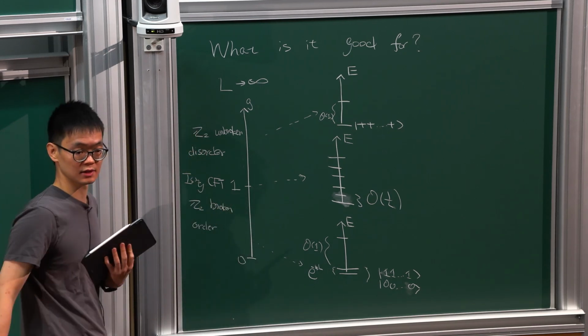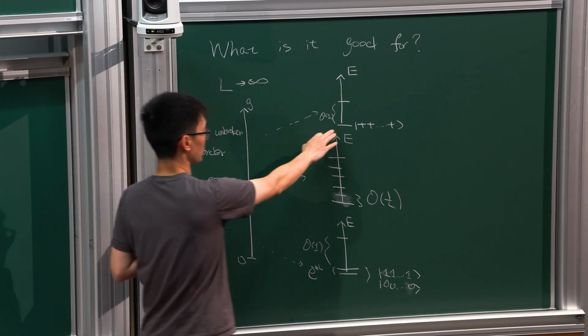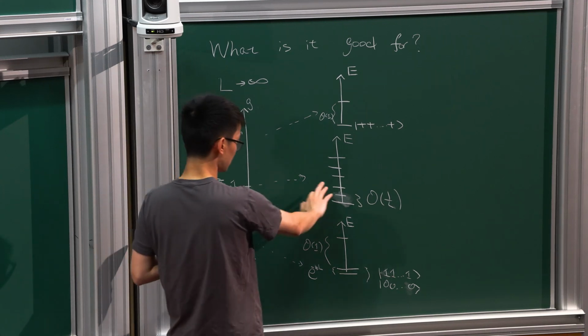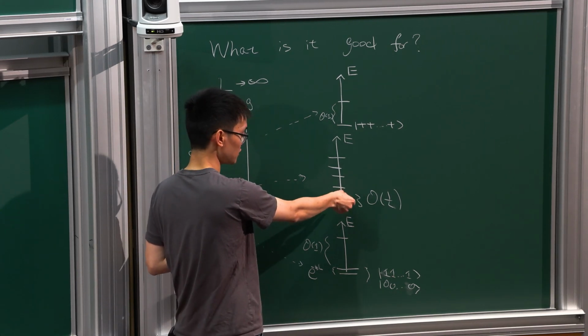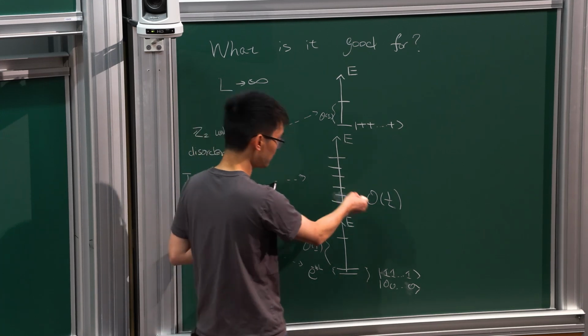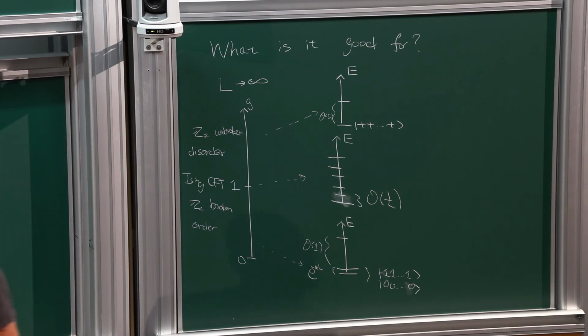That signals the spontaneous symmetry breaking of the Z2. Up here, you have a unique ground state, and then there's an order 1 gap. Right at here is a second order phase transition, and the energy splitting shrinks as you take the infinite volume limit, and the rate at which it shrinks is polynomial in 1 over L.